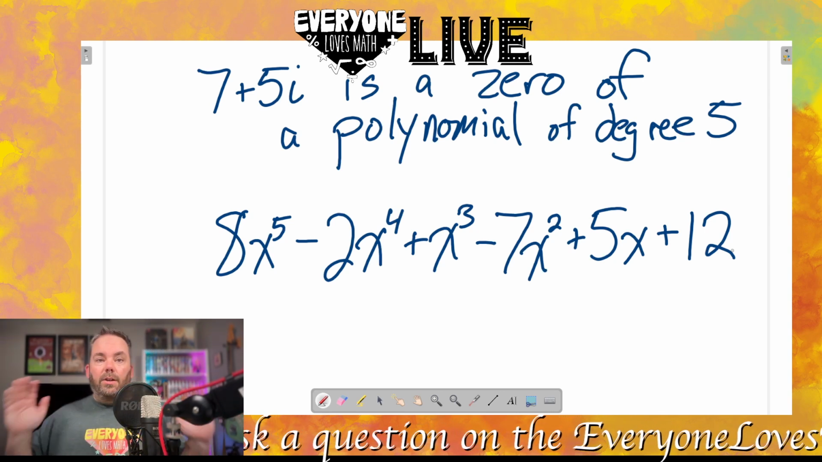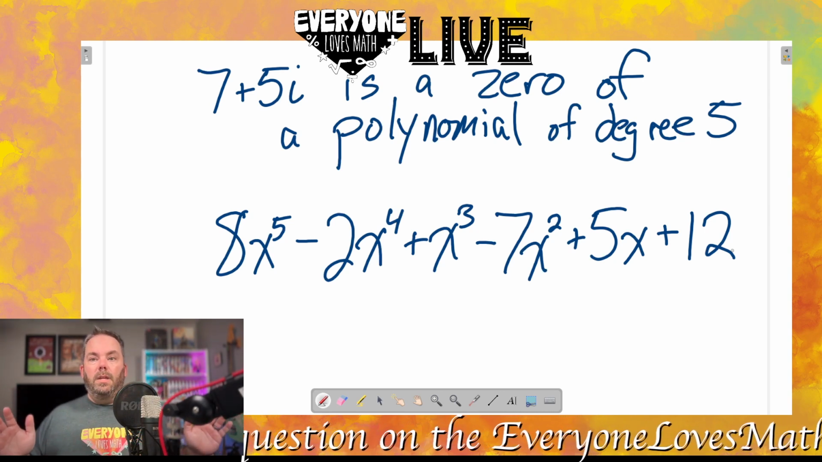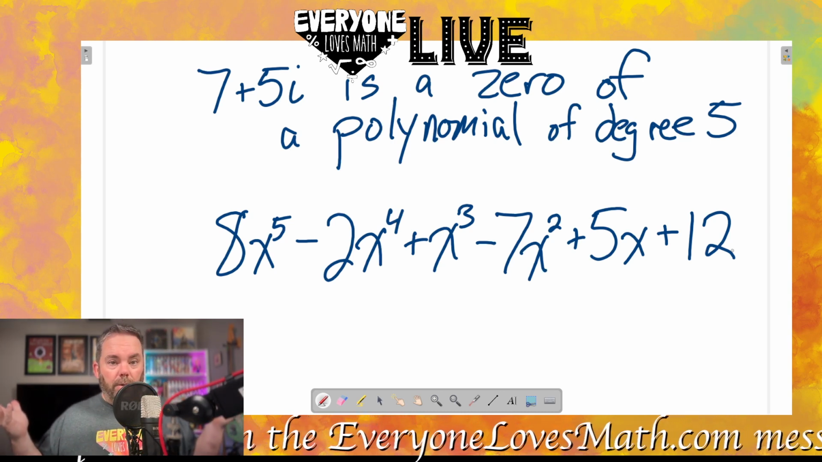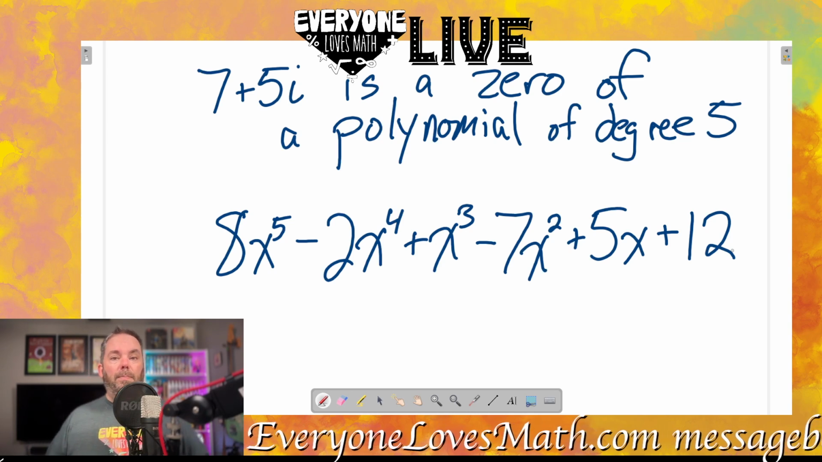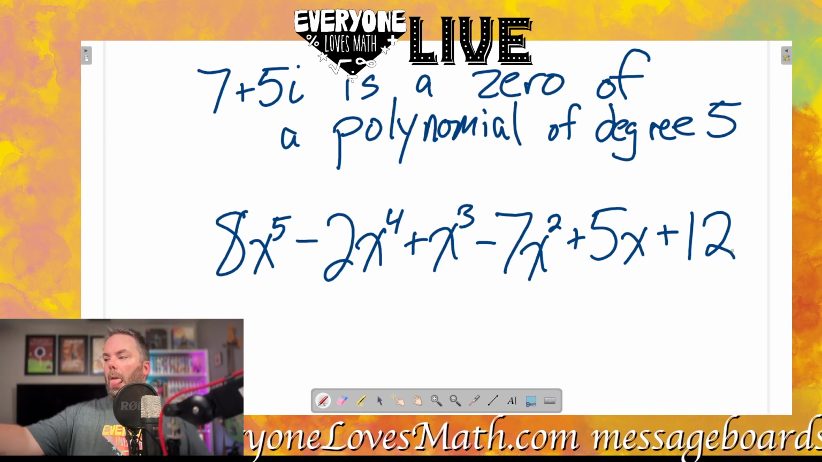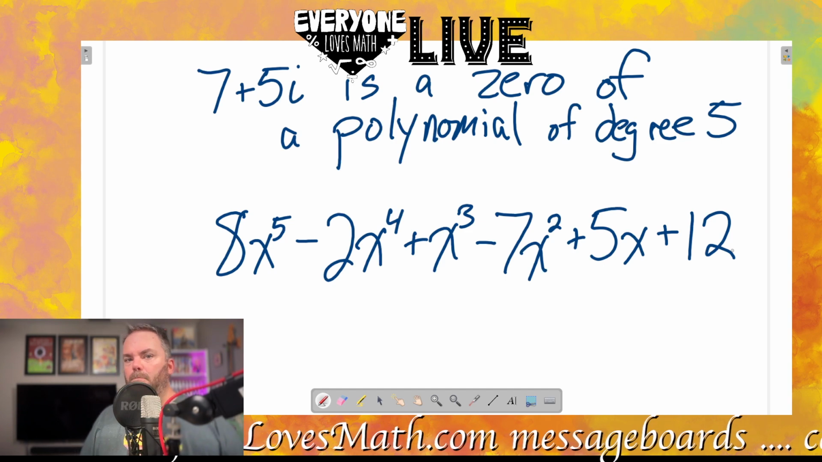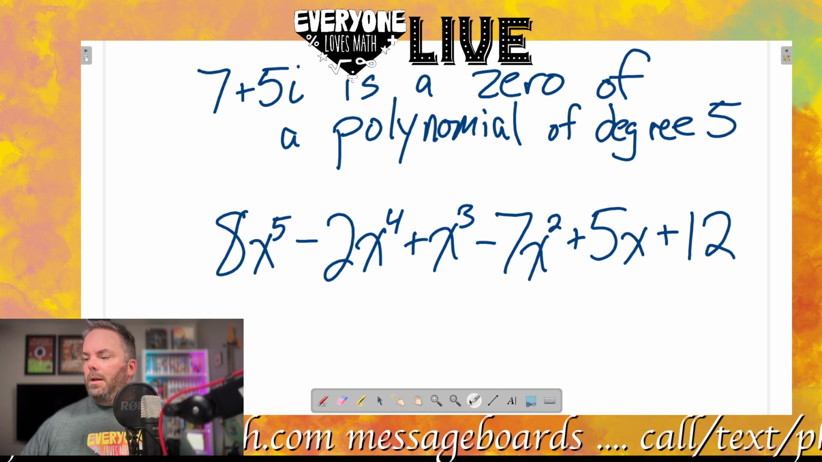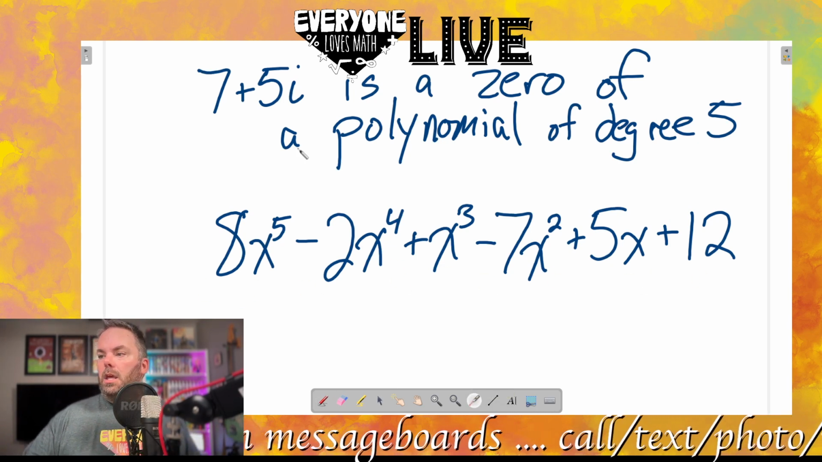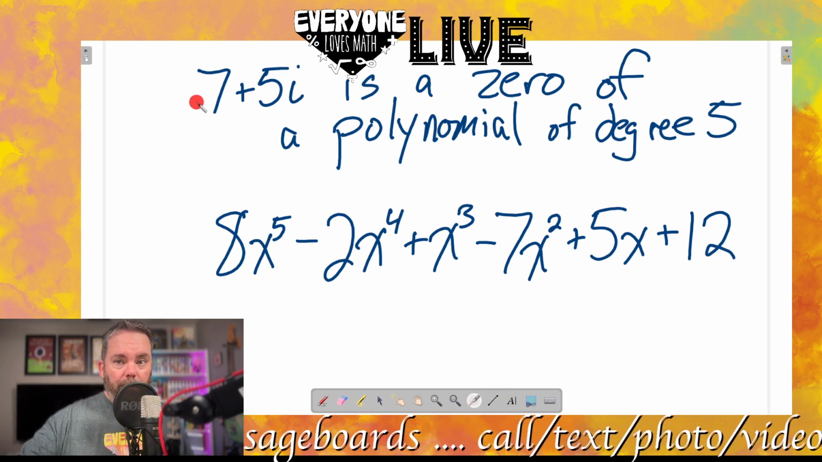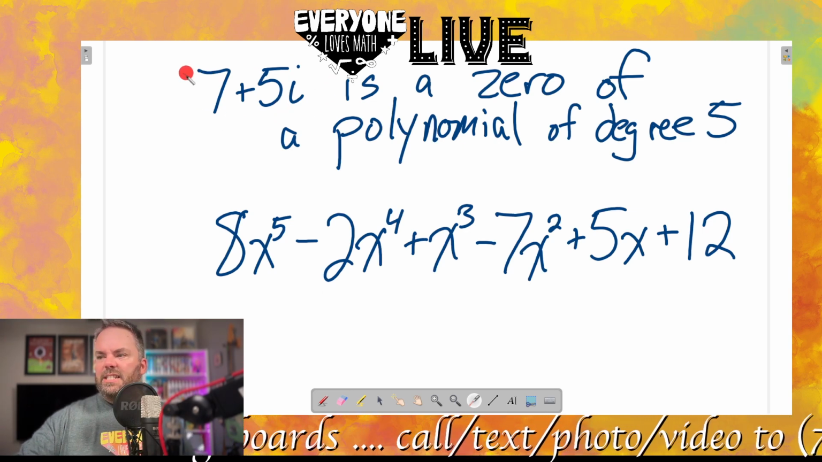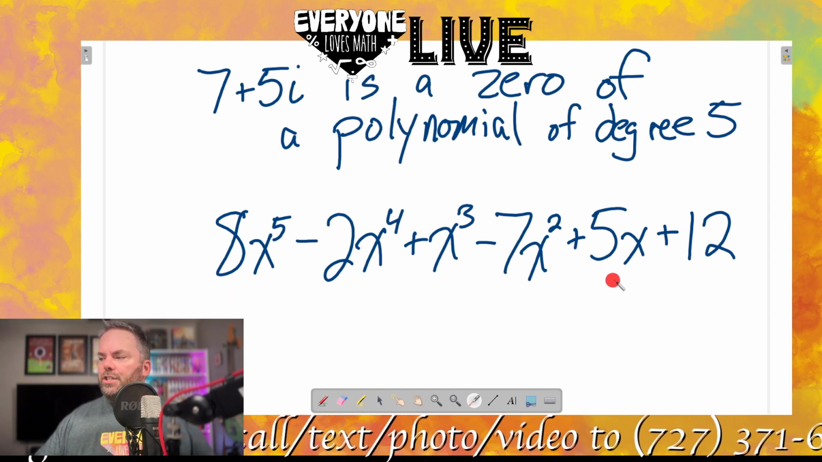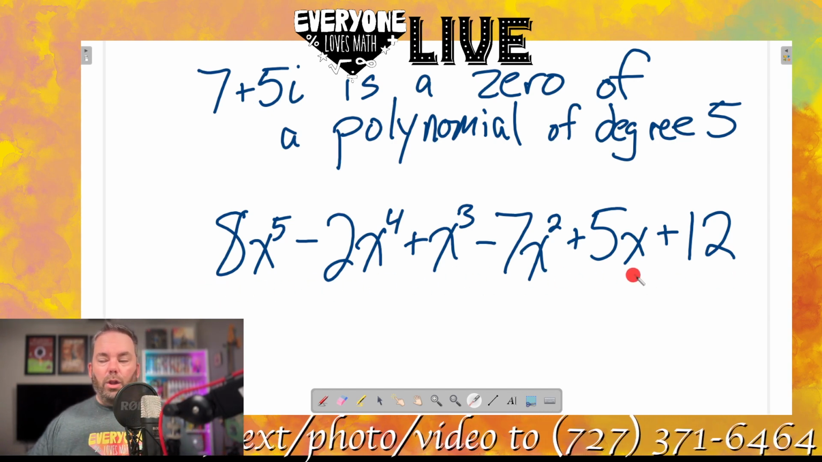So it tells me that 7 plus 5i is a zero of some fifth degree polynomial. So here's what I did. I came up with some fifth degree polynomial. Look at it. There it is. It's all disgusting, okay? Except it's not as disgusting as it could be, because check this out. This polynomial, if this is true, has this ugly 0. It has this 0 that is 7 plus 5i. But wait a minute. I don't see any imaginary numbers. I don't see any i's in this polynomial.